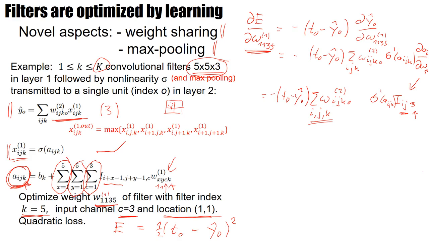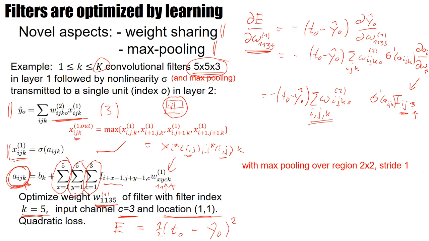So let's call this x of i star of ij, j star of ij. Okay, so for each ij, this position, I look in this neighborhood plus minus 1, and for this position ij, I find the combination i star, j star, which is the winner in the sense that it gives the maximum. So with max pooling over this 2 times 2 region, stride 1, I therefore get something very similar.